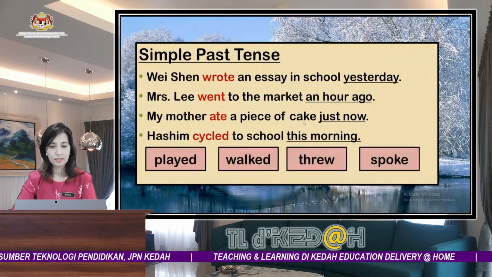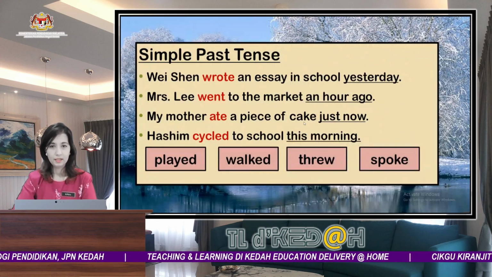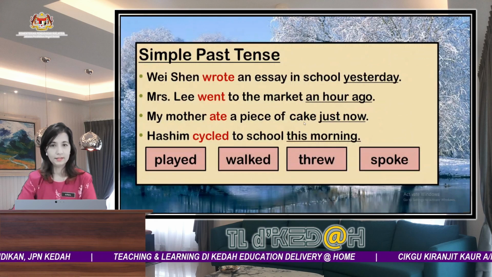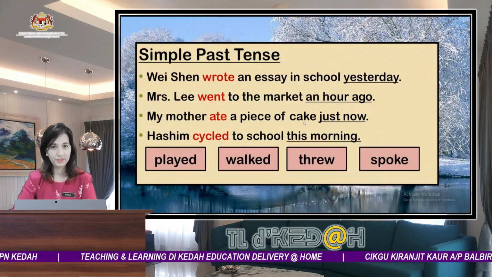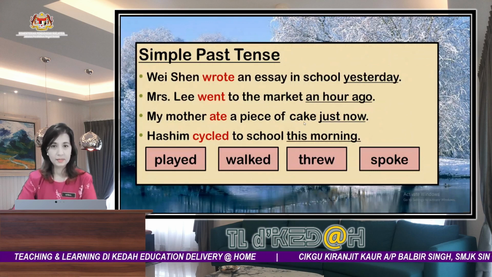So can you try to make simple sentences with this past tense? Played, walked, threw, spoke. Try to make a simple sentence. You can write them down in your book and get your teachers to check for you. So remember, the time is specified.